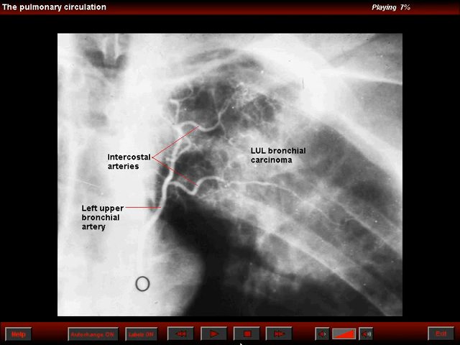Peripheral lesions, in this case a carcinoma, can receive a blood supply also from the intercostal arteries. In this left upper lobe carcinoma, the neovascularity came from the left upper bronchial artery as well as from adjacent intercostal arteries.